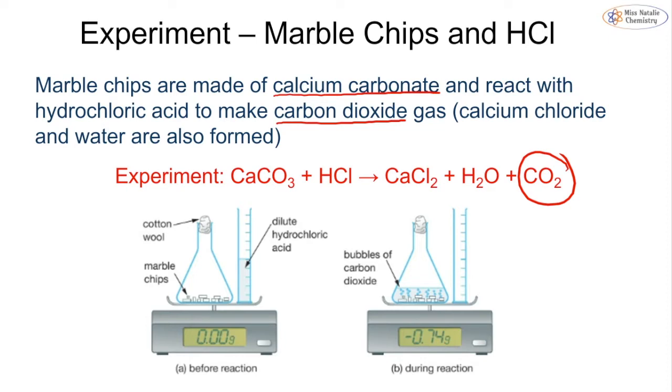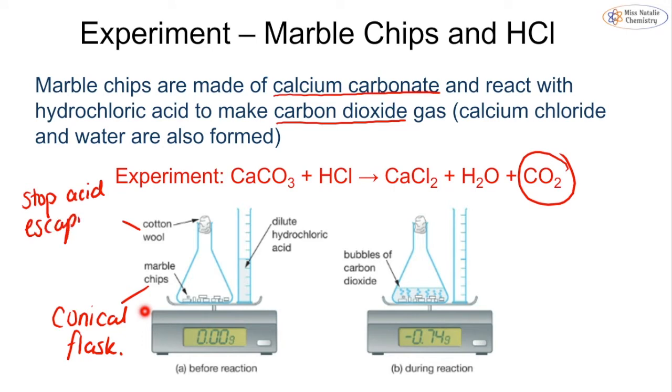So you can see in the diagram how we set this up. We have our conical flask that contains our acid and our marble chips, and we have a very specific mass of marble chips. So we've pre-weighed that and we know how much that we are using. We also put some cotton wool into the top of the flask, and that is to stop any acid from escaping. Now, a very common mistake that people make in exam questions for this is to say that the cotton wool is there to stop the gas escaping.